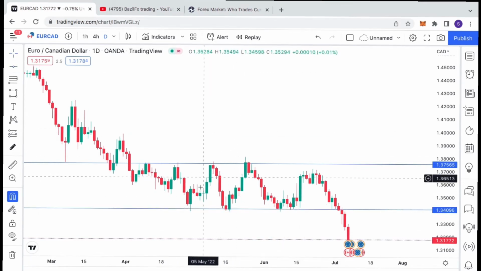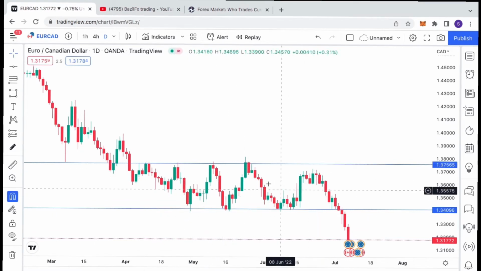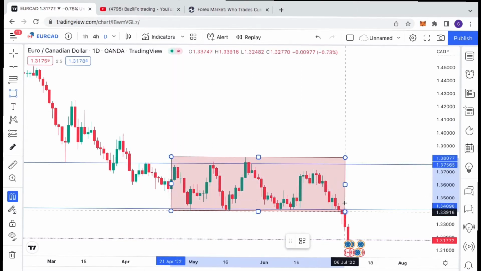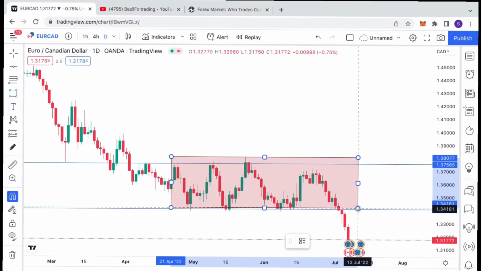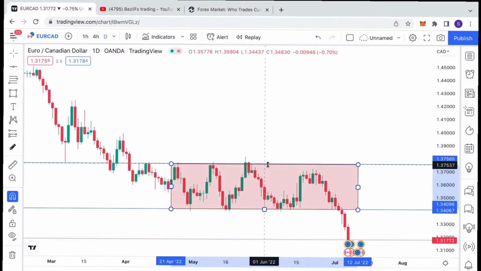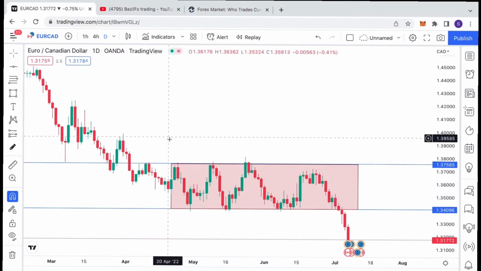As you can see, some of you can call this a ranging market, but this is a bearish rectangle, which indicates continuation to the downside. If I draw the rectangle properly, you would see what I mean, something like this. So this is the zone I'm talking about. Guys, as you can see.